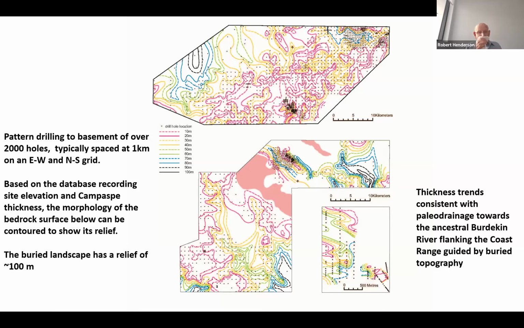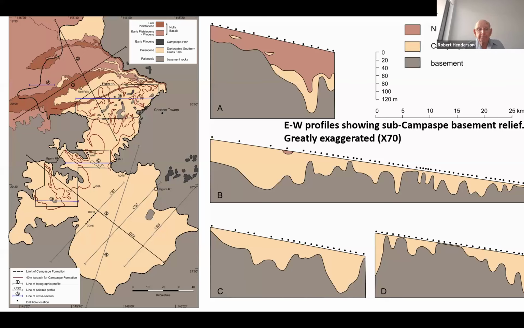But that is quite a remarkable record, I think, unique to my knowledge in Australia, of actually having this drilling record showing this buried landscape underneath the Campaspe.